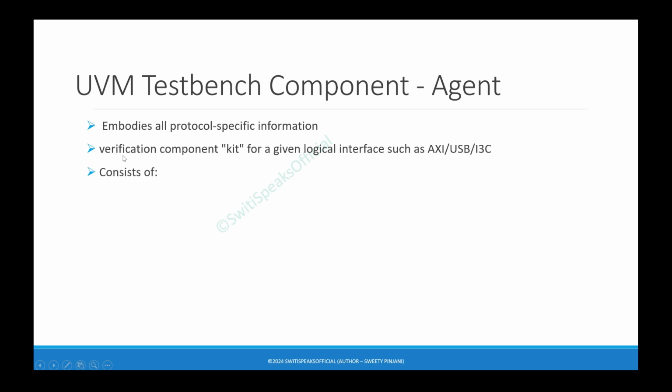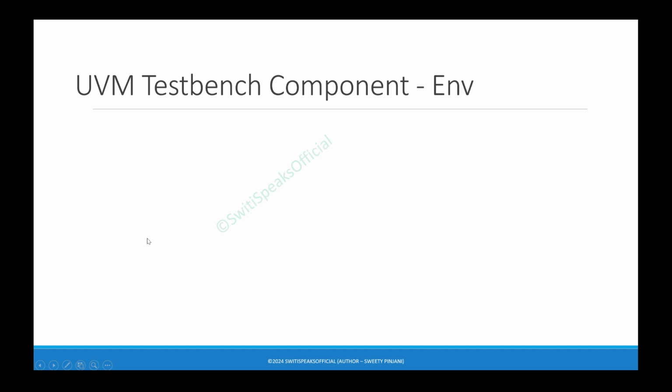What does it consist of? We said that it consists of all verification components required. What are these verification components? It will have driver. It will have your sequencer. Sequencer, we saw that it generates your stimulus. So it is also called a stimulus generator. And then it has your monitor, and if you want to do coverage collection, it will also have your coverage collector. So agent consists of driver, sequencer, monitor, and optionally coverage collector.